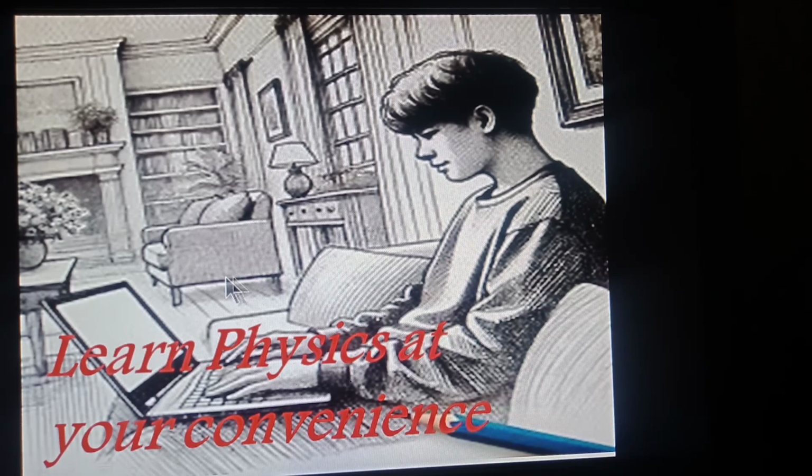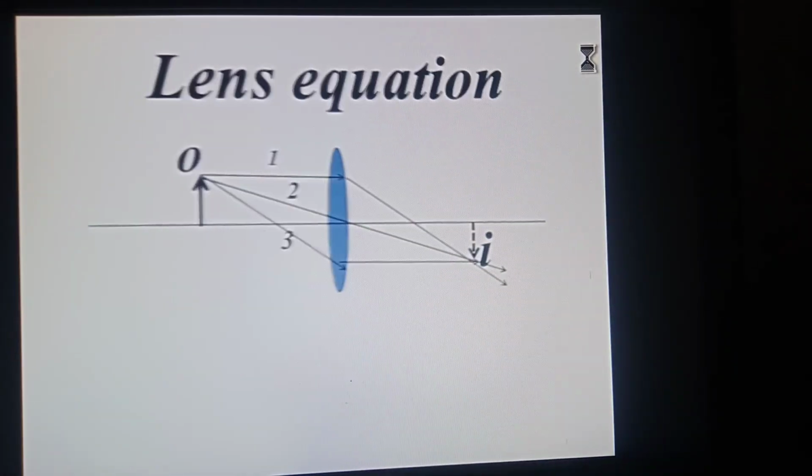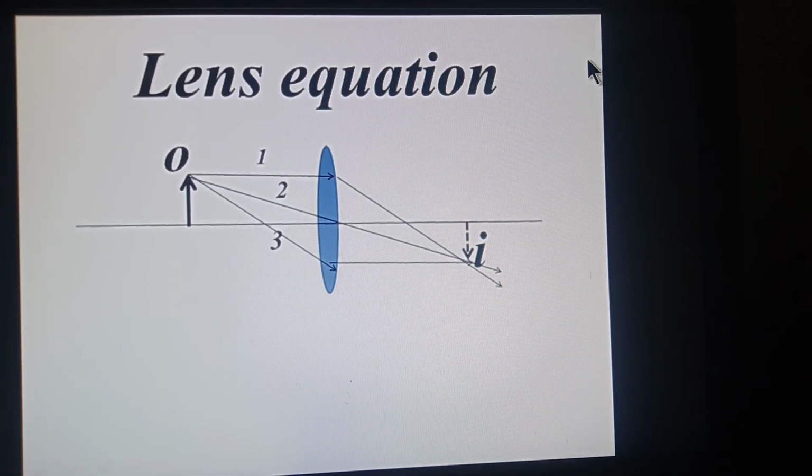Let us start our today's lesson. The topic is lens equation or lens formula. Before starting the derivation of lens equation, let us discuss the three special rays that we use for geometrical construction of images formed by a convex or concave lens, or formed by a spherical lens.